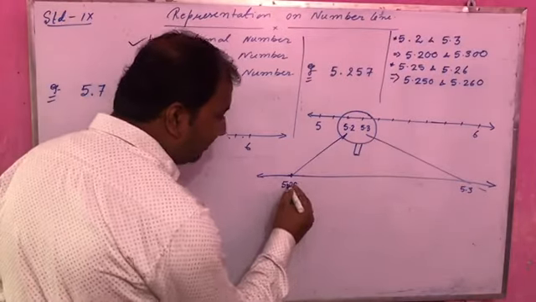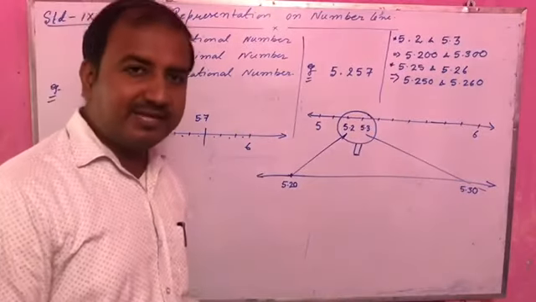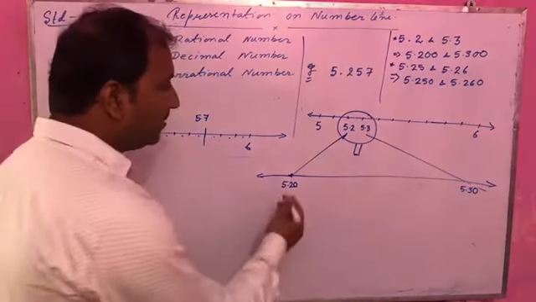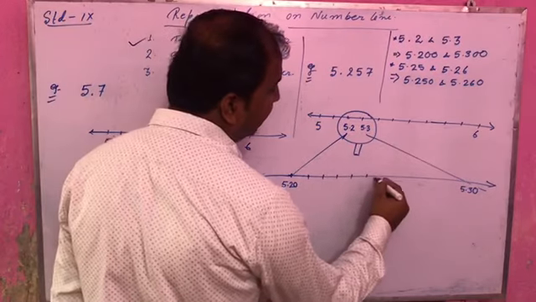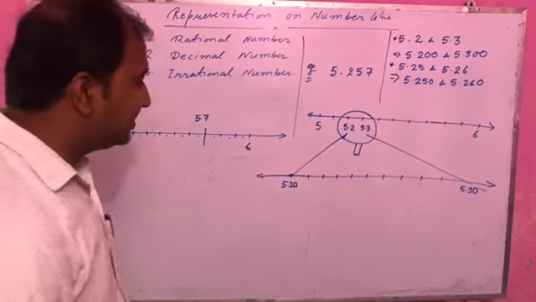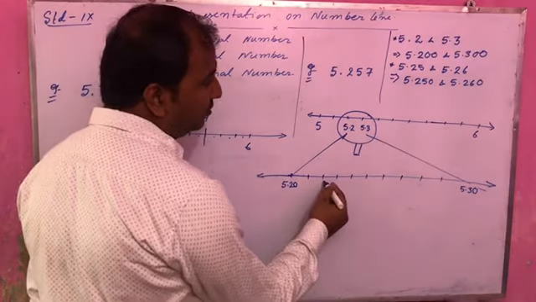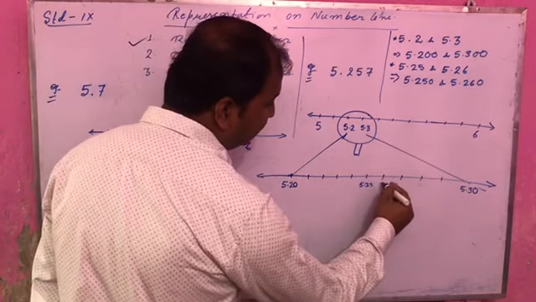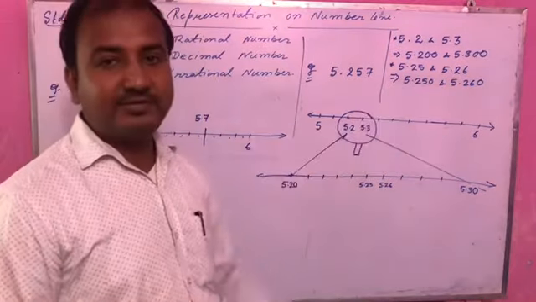It can be written as 5.20 and 5.30. By making it like this, 5.2 can be written as 5.20. Now again it will be divided in 10 equal parts. 1, 2, 3, 4, 5, 6, 7, 8, 9. On doing this, it becomes 5.21, 5.22, 23, 24, 25. And this is what? 5.26. We want 25 and 26.